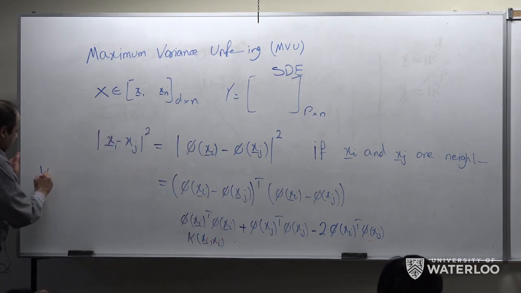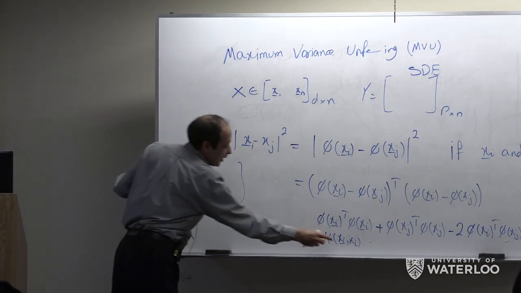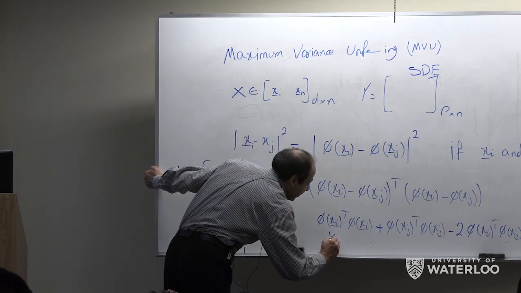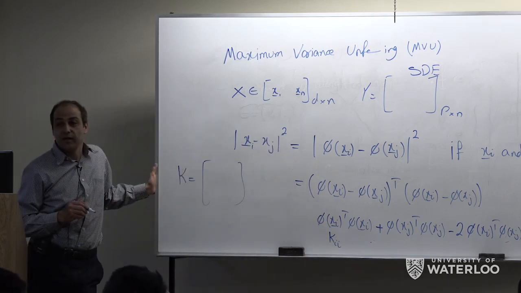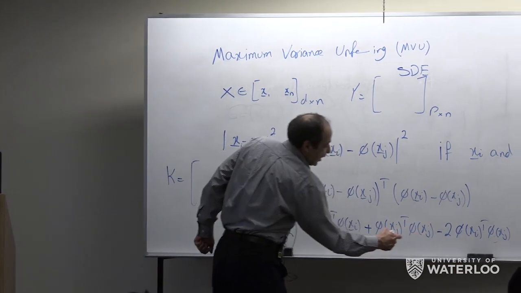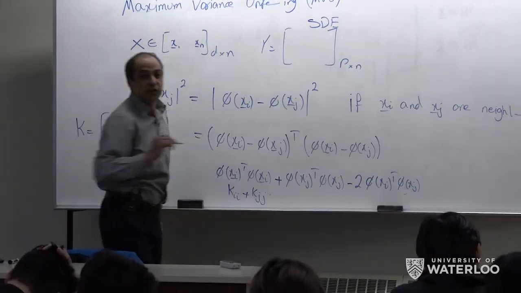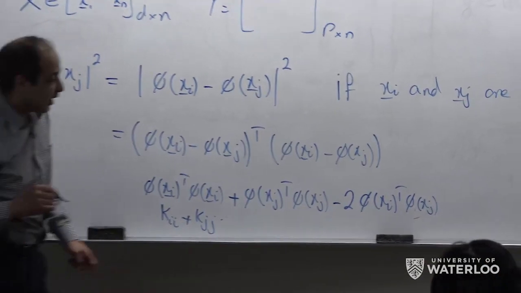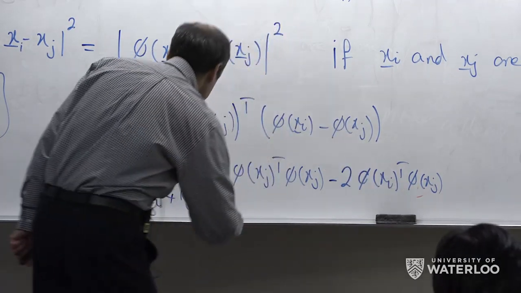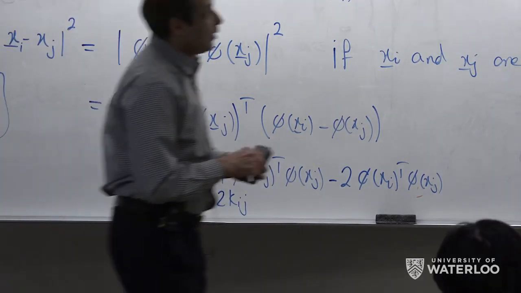If I have a kernel matrix n by n, kernel of xi xi would be basically kii, the element ii of this matrix. Then I have phi xj transpose phi xj, which is kernel of xj and xj. And then I have phi xi, phi xj, which is kij. Okay.